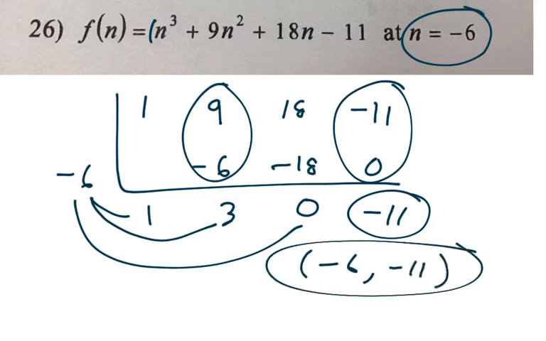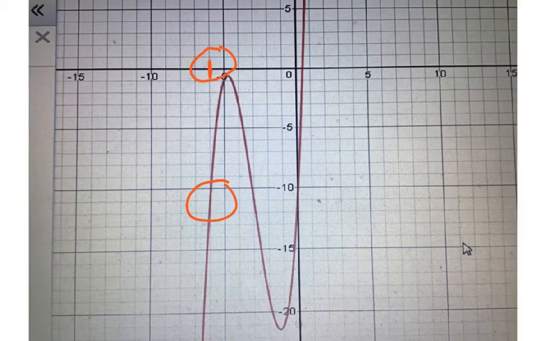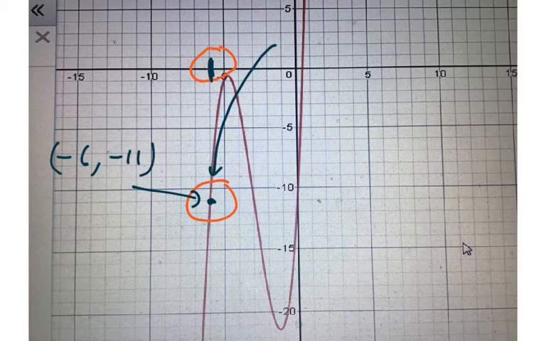And if we look at the graph one more time, negative 6 is right there. Down here, you could see right there is my point on the graph at negative 6, negative 11. And so, guys, hopefully you're practicing, you're getting better with synthetic substitution. That's basically the end of my video, but I do want to add one more thing if you want to keep watching.